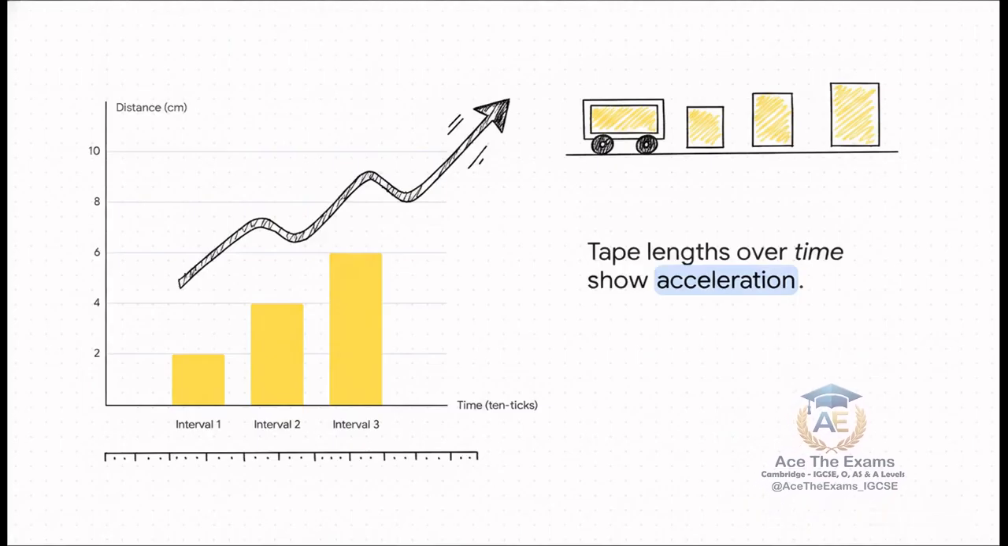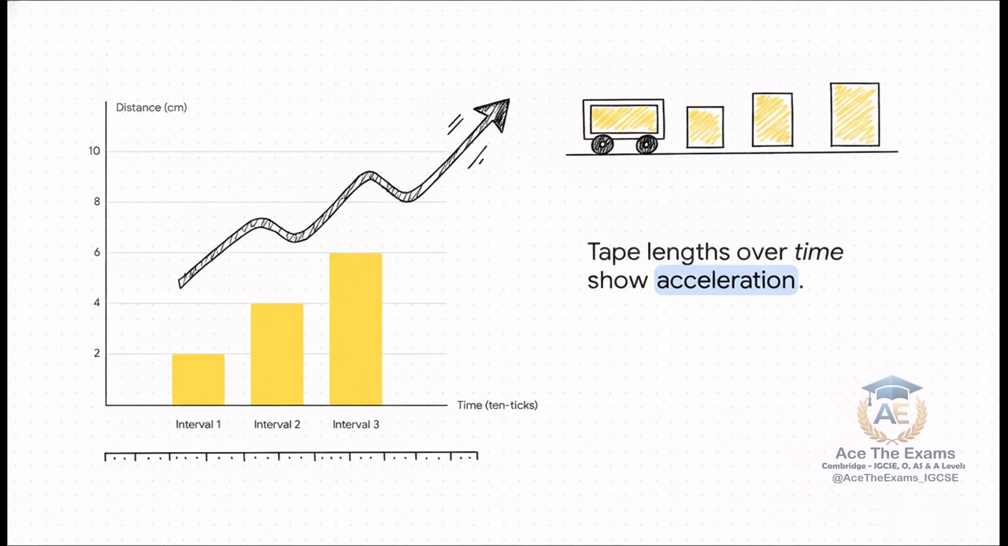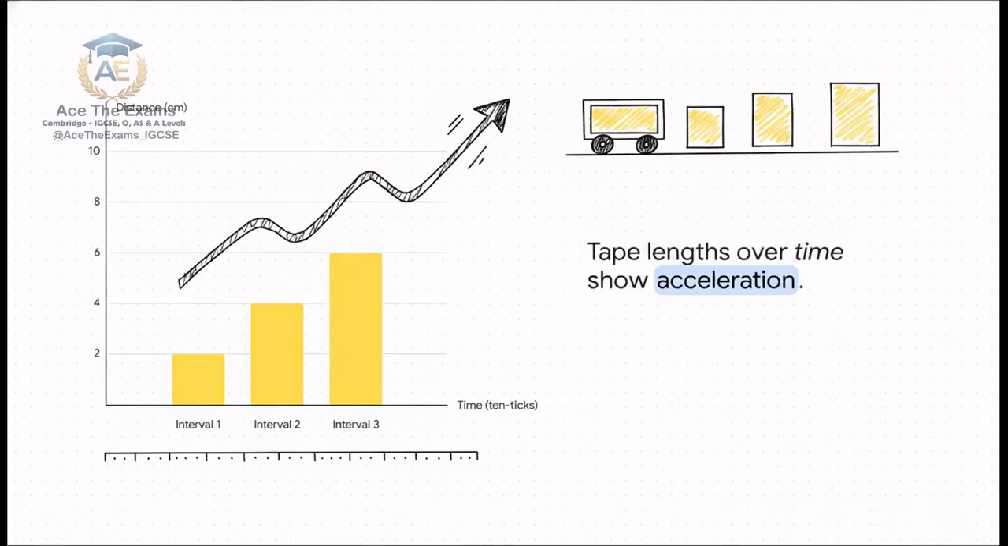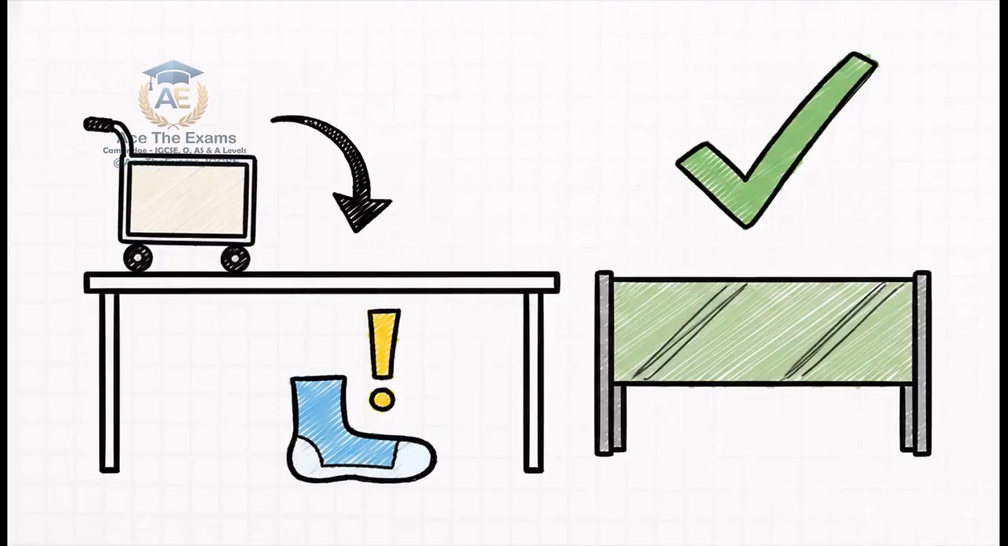By constructing these tape charts side by side, where the horizontal axis is time, measured in those consistent 10-tick intervals we just talked about, the vertical height then represents distance. Because the time interval for every single strip is identical, exactly 1/5 of a second, the increasing height of these strips directly proves increasing distance over the exact same amount of time. It's visual proof that the trolley is moving faster and faster. But hold on a second.